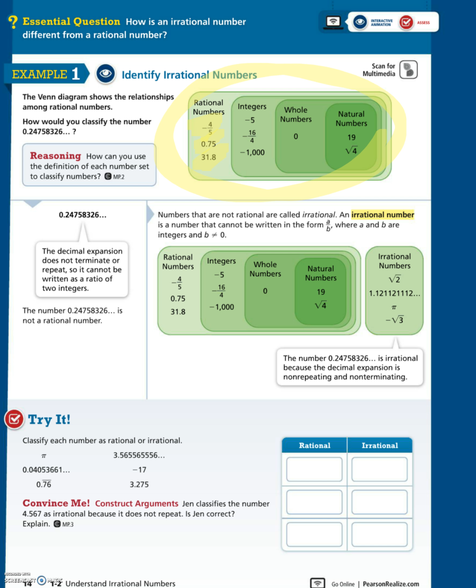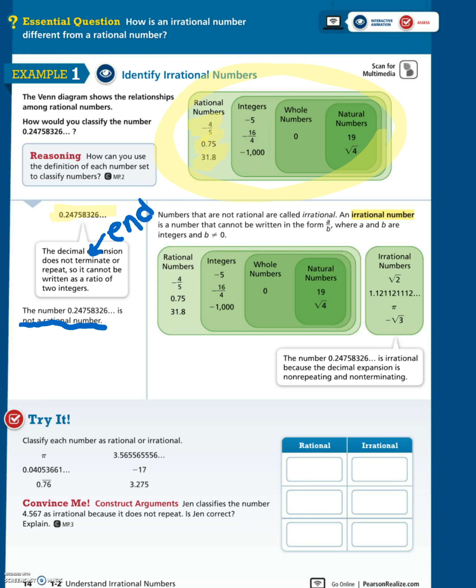So this decimal does not terminate, which means it doesn't end. So feel free to write there. Terminate means end. Or repeat. So a repeating number would be the same numbers happening over and over again. Since it does not terminate or repeat, it is irrational. It is not a rational number.